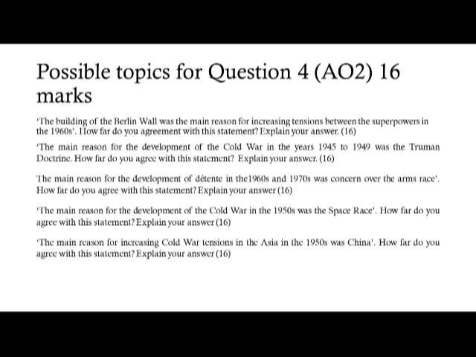They might ask also for a question again in the 1950s, but this time with an emphasis on increasing Cold War tensions in Asia. Now, with regards to China, we know that China fell to communism in 1949, and the Soviets and the Chinese agreed a treaty of friendship. That led to a massive paranoia in America.